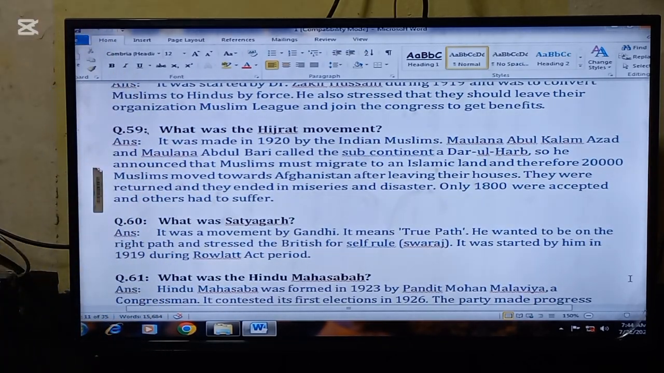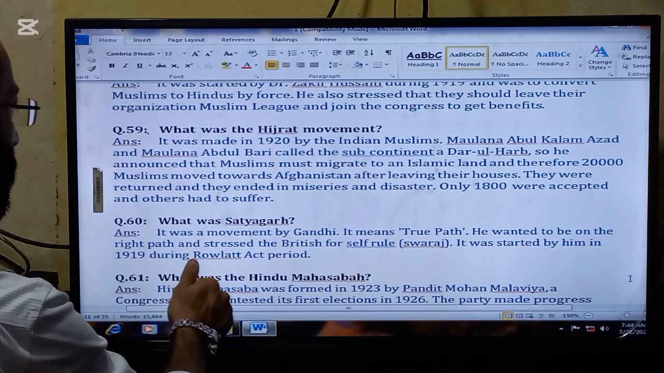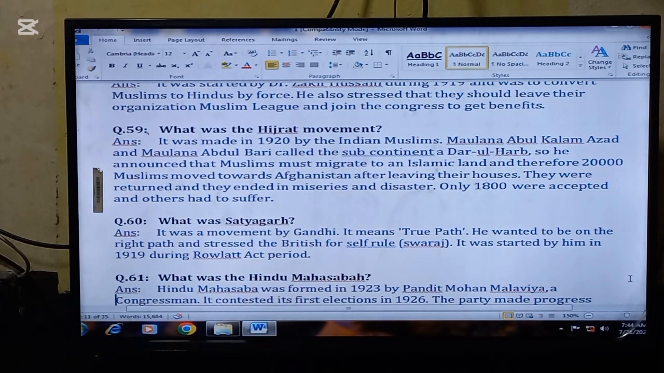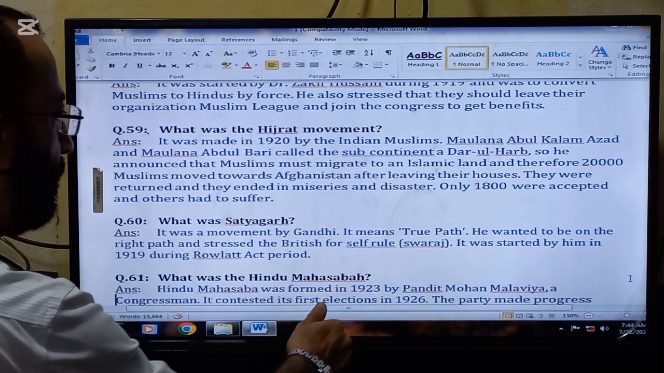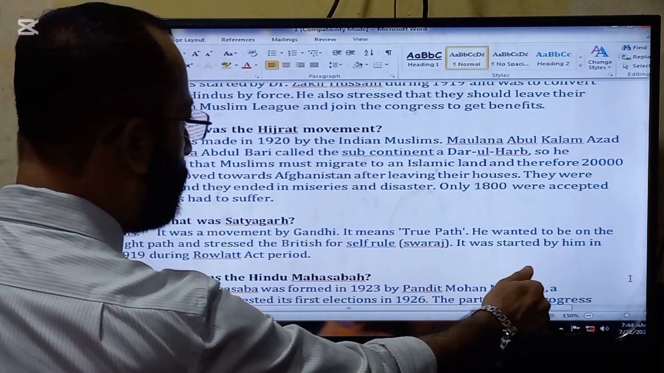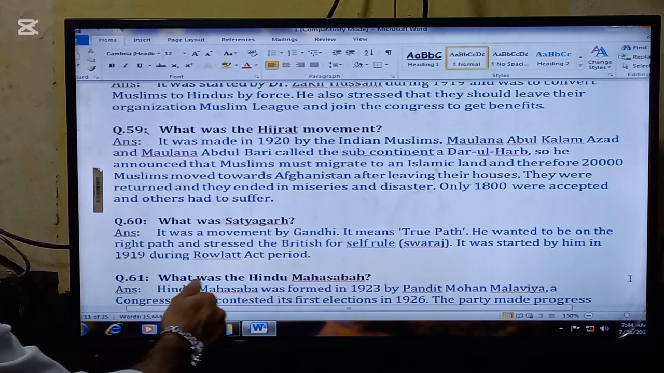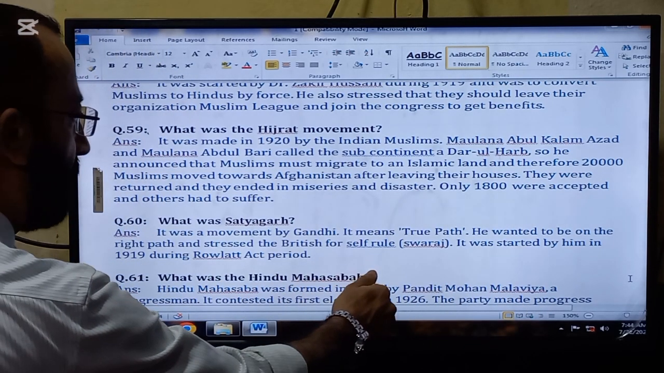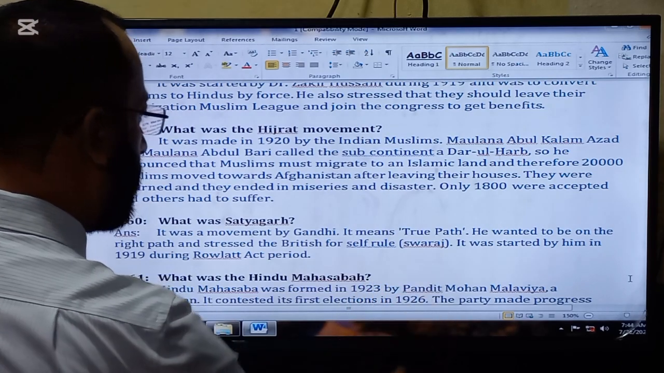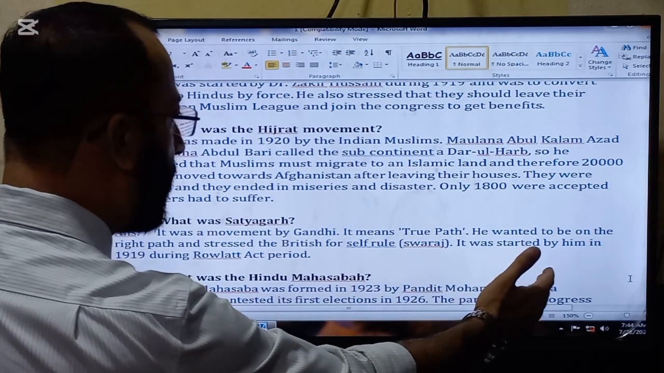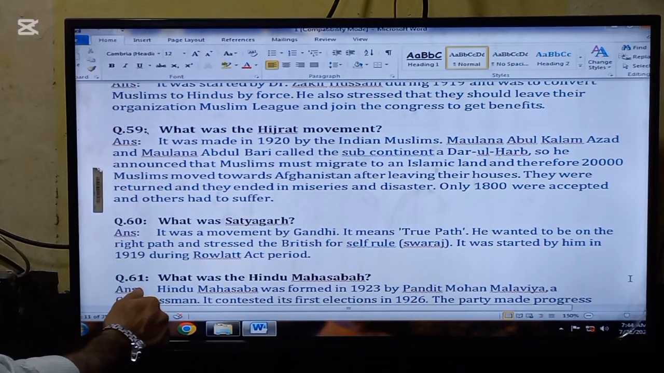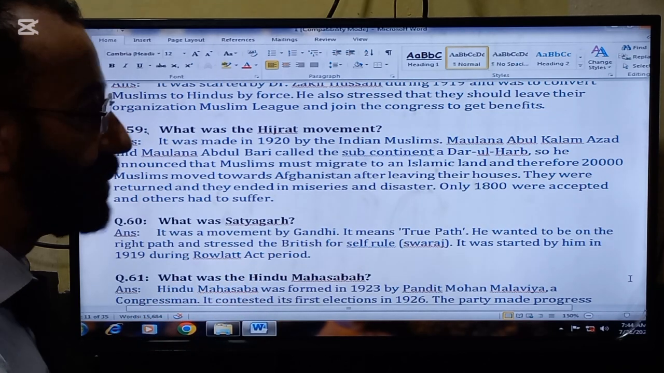The next important question for today is, what was Satyagraha? It was a movement by Gandhi. It means true path. He wanted to be on the right path and pressed the British for self-rule, that is Swaraj. It was started by him in 1919 during the Rowlatt Act period.